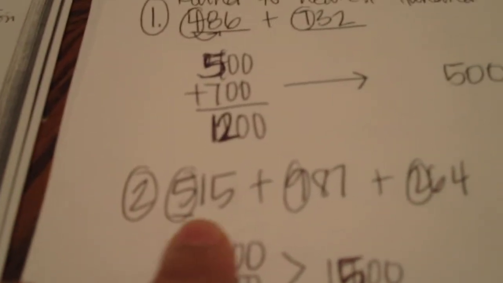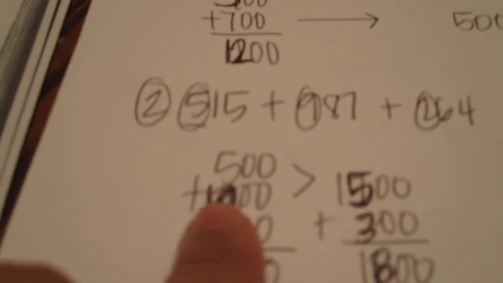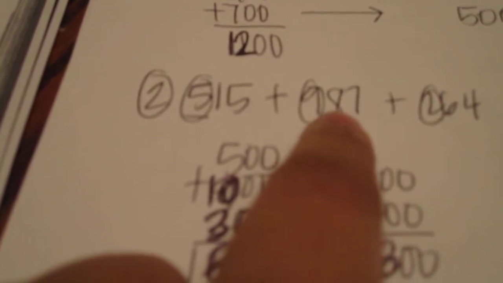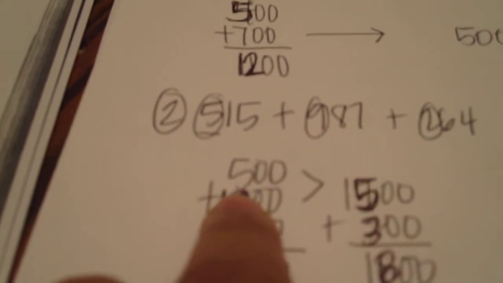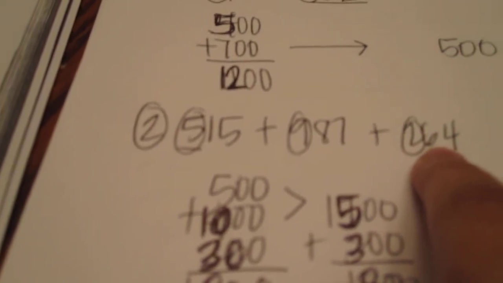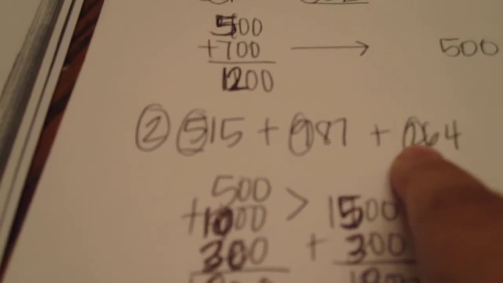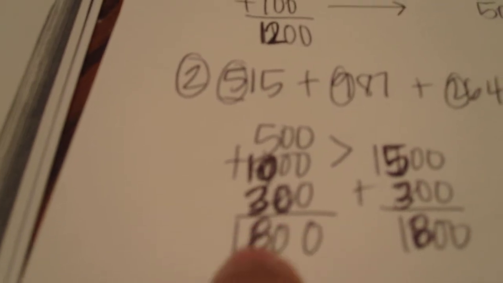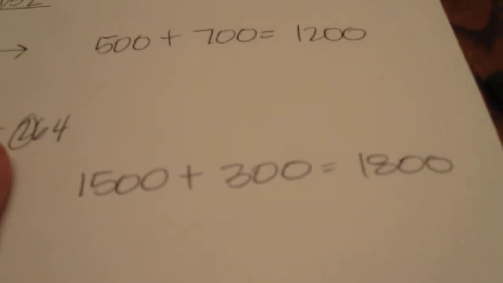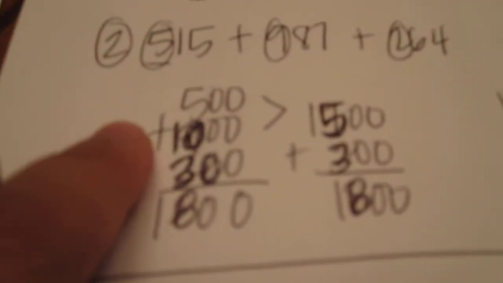So you have 515 plus 987 plus 267. Round 515 to 500. 987, look at that 8. It's bigger than 5. So the 900 goes to 1,000. There's the 1,000. 264, have that 2, look at the 6. That means the 2 is going to go up to 3. 300. Add all those together, you get 1,800. This is your number model. Don't forget, this is your number model. 500 plus 1,000 plus 300.